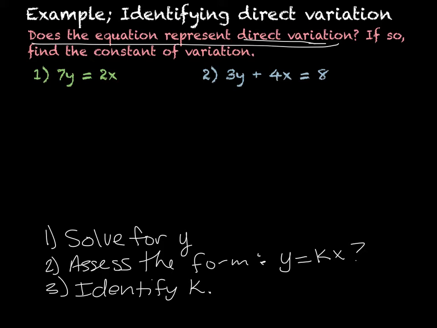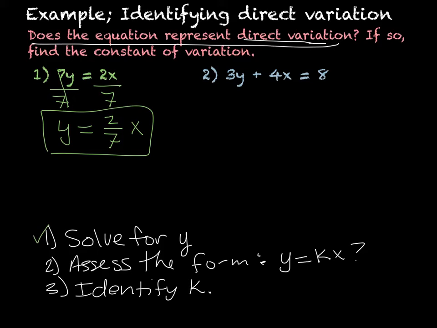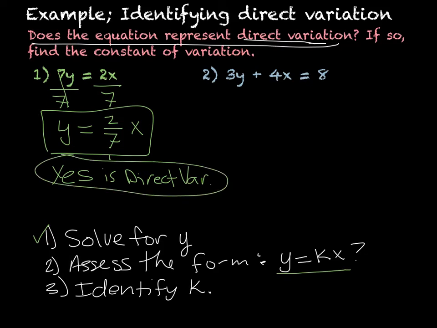Alright, so solve for y. So if I'm solving this first one for y, 7 times y equals 2x. So if I divide by 7, y equals 2 over 7 x. Okay, so that's step 1. Now assess the form y equals kx. Is this of the form y equals kx? Y equals a number times x. So yes, it is direct variation. And step 3, identify k. K is the number that is before the x. So that is 2 over 7. So that is your constant.